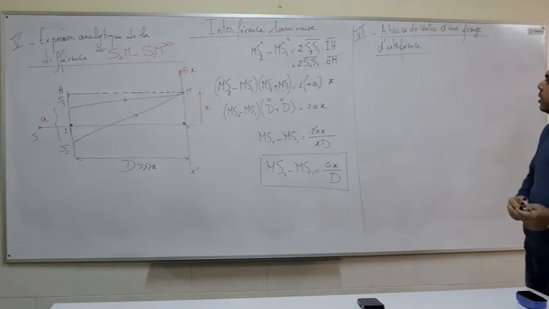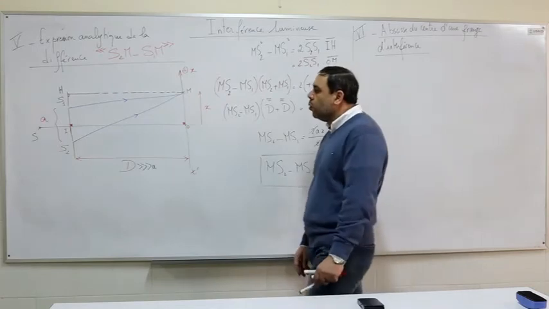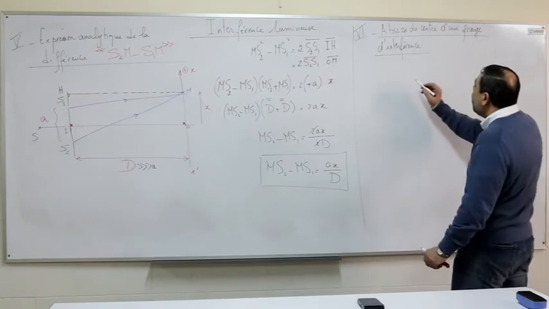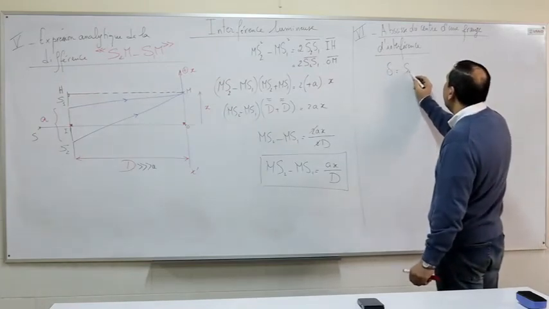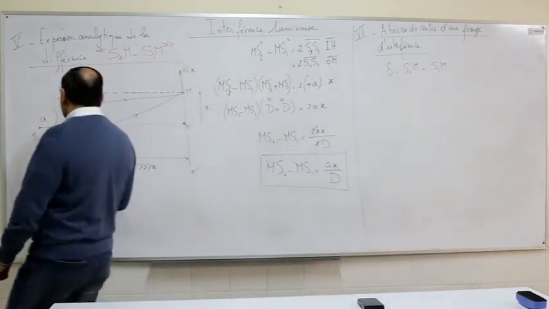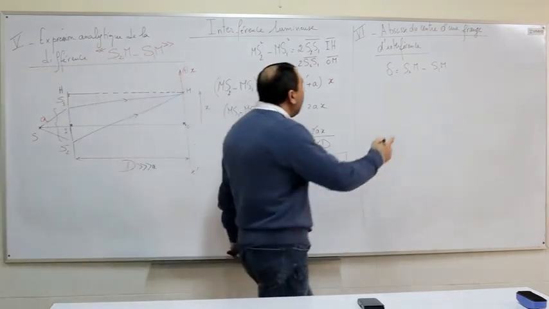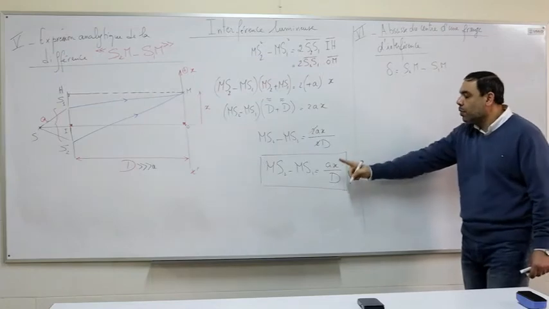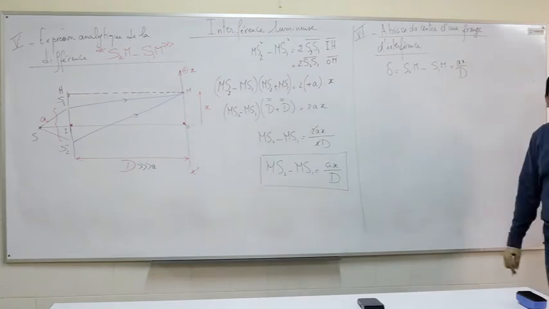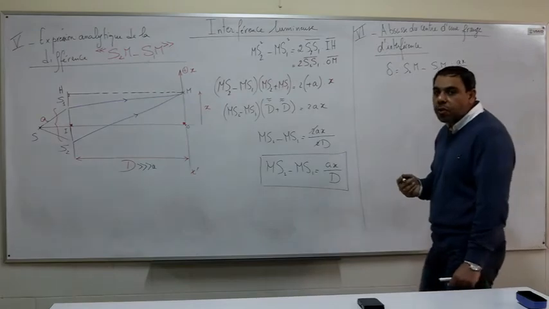Now we're going to determine the expression of the abscissa of the center of an interference fringe. In the case where S is equidistant from S1 and S2, we obtain that the optical path difference is delta equals S2M minus S1M, since SS1 equals SS2. And what is this difference S2M minus S1M equal to? We have shown that S2M minus S1M equals aX over D. So what is the expression of the abscissa of a certain fringe?